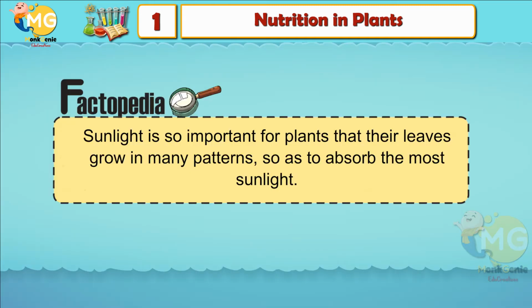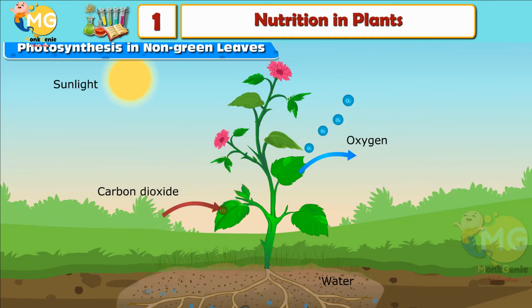Factopedia. Sunlight is so important for plants that their leaves grow in many patterns so as to absorb the most sunlight.